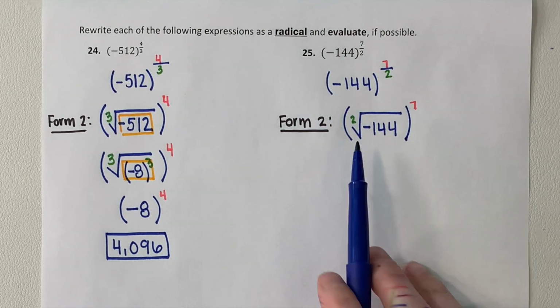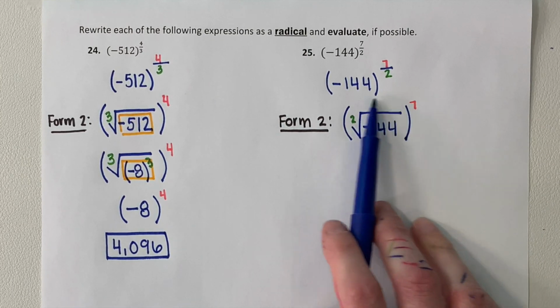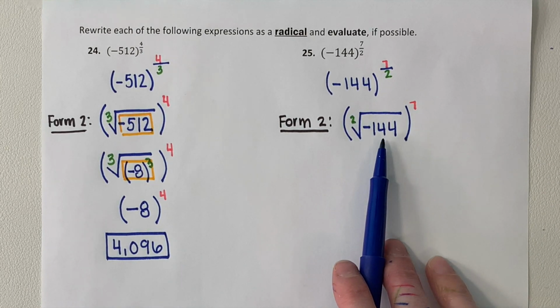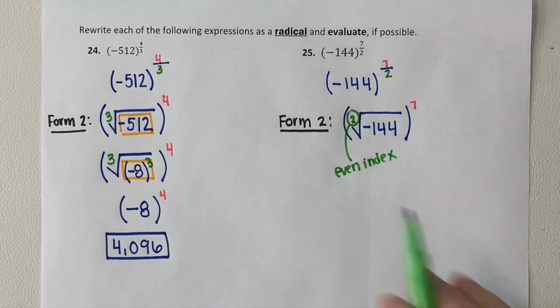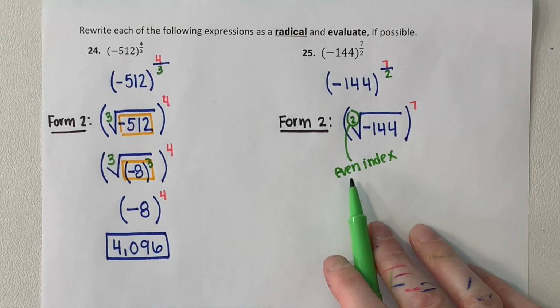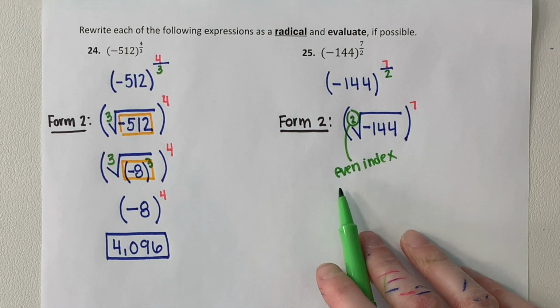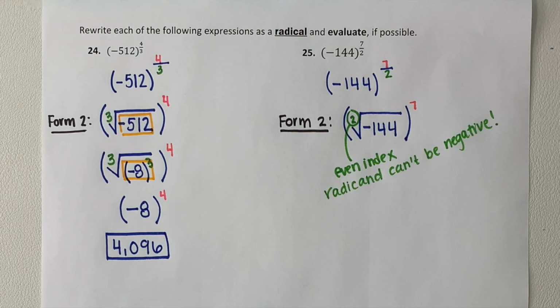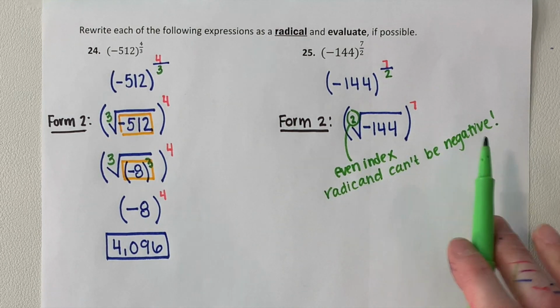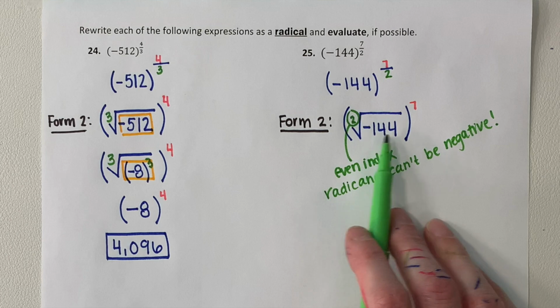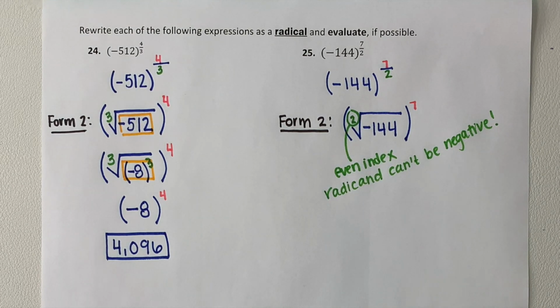Now let's focus on evaluating this expression inside the radical. Notice our radicand is negative and our index is even. We learned on page 1 that if your index is even, the radicand can't be negative. So since we have an even index with a negative radicand, there is no solution.